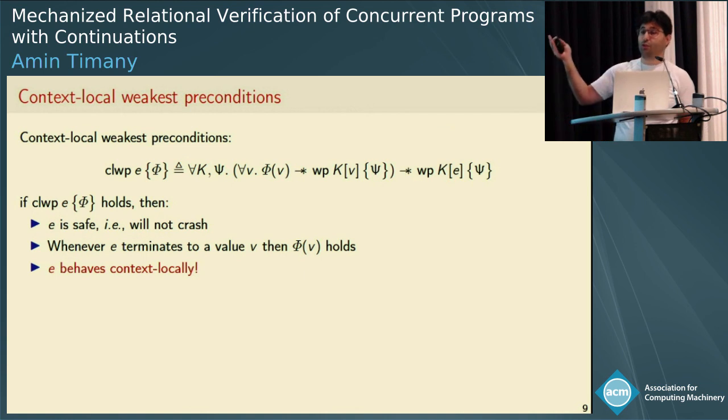This is a definition of context-local weakest preconditions. Essentially, what this definition is saying is that E is context locally safe if it is safe under any compatible context, right? If you want to think about it differently, E is safe and the bind rule holds, right? And this is exactly what it captures.